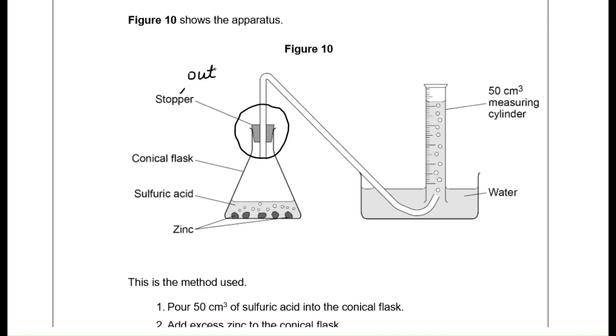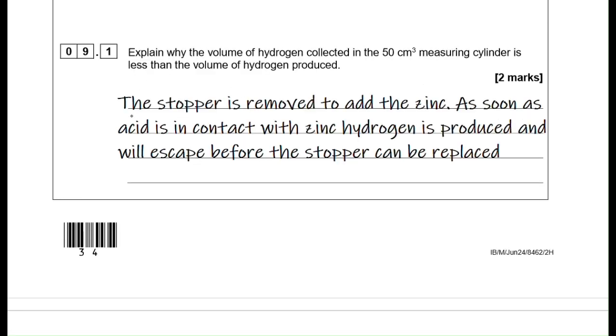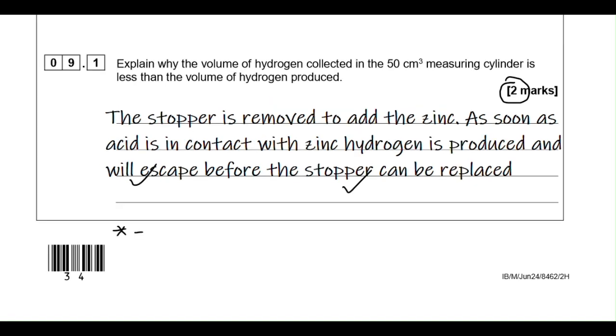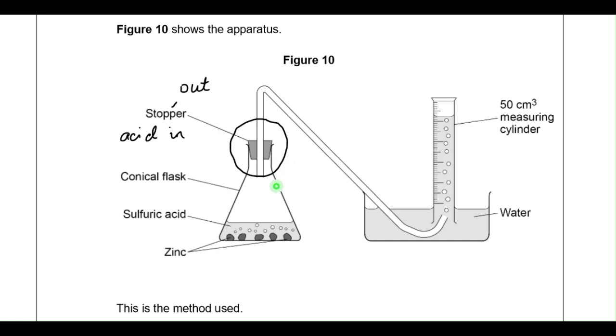So the container, the flask and the tube is full of air. So that air will go into the measuring cylinder first before the hydrogen. So there'll be less hydrogen. So in order to get 2 marks, you must write in the space provided: the stopper is removed to add the zinc. As soon as the acid is in contact with zinc, hydrogen is produced and will escape before the stopper can be replaced.